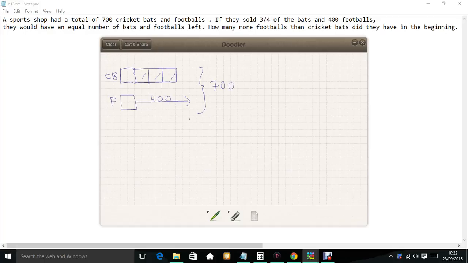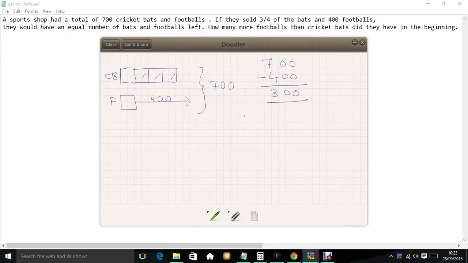Now hopefully by having drawn it this way, it will be easy to see that if we take away this 400 from the 700, we will be left with whatever value all of these add up to. So 700 take away 400, nice and easy, 300. So we know that this part of the diagram is equal to 300 cricket bats and footballs.